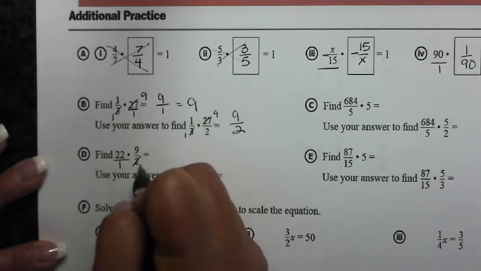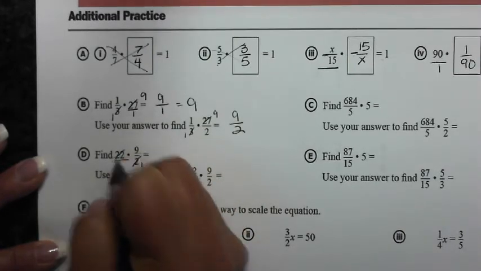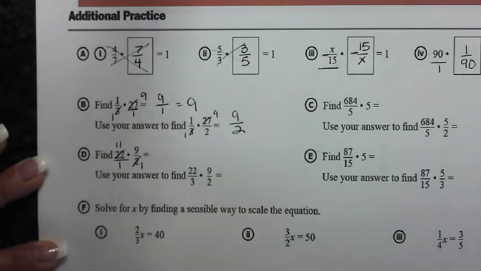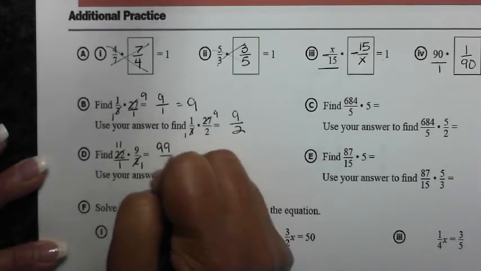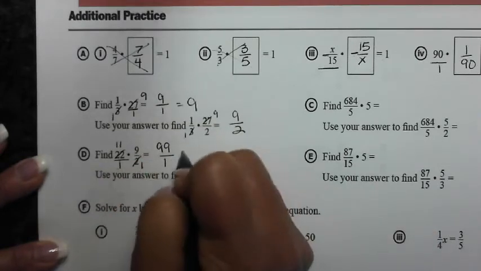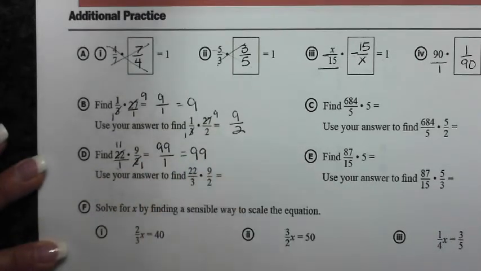Can we simplify here? Absolutely. 2 goes into 2 once. 2 goes into 22 11 times. 11 times 9 is 99. 1 times 1. Our simplest answer is 99.